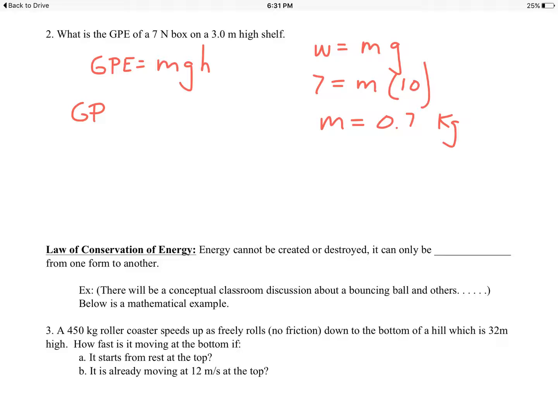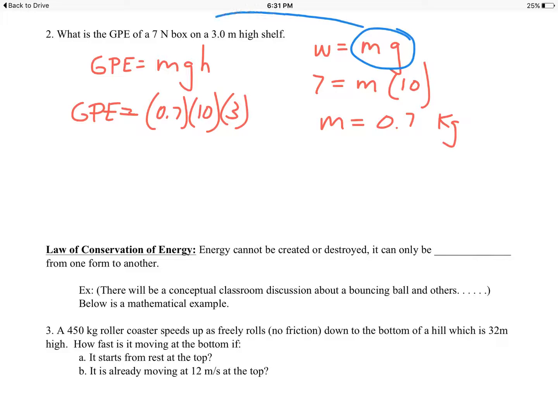The GPE, therefore, is that mass, which is 0.7 kilograms, times 10 times the height from the floor of 3. And if you're looking carefully at this once again, what you may notice already is that this mg, which is the weight, we really did an extra calculation there because that really is that same quantity right there. So GPE can be thought of as the weight times the height, or the force times the height, so to speak. Anyway, GPE in this case is 21 joules.